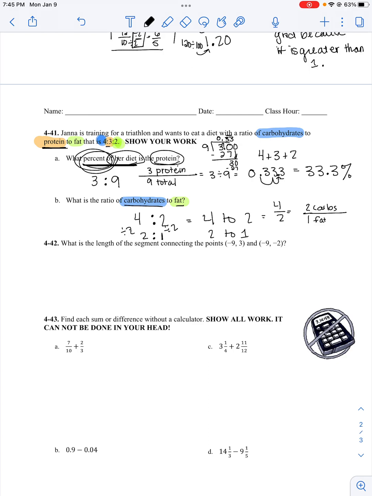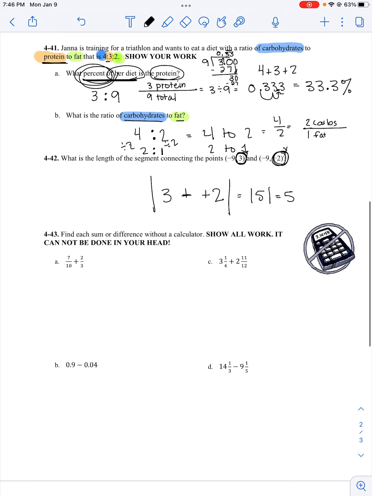Okay, problem 42. What is the length of the segment connecting points -9, 3 and -9, -2? We started this last week. I'm going to find the number that's different, which are my y values. I'm going to write them down, 3 and -2. I put them in an absolute value sign and I subtract them. When I have two opposites right next to each other like this, they turn into a positive. 3 plus 2 is 5, and the absolute value of 5 is 5.